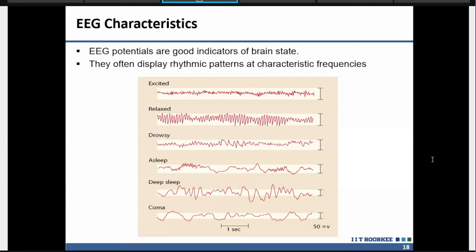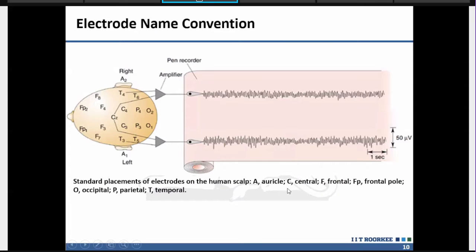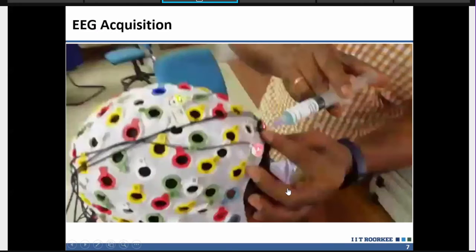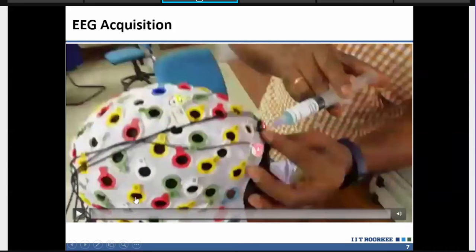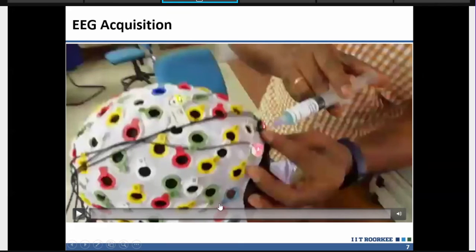Sensors are placed from temporal to midline of skull. So you see these sensors from our lab. There are so many sensors, the electrodes are there, and each electrode is capable of collecting the data.